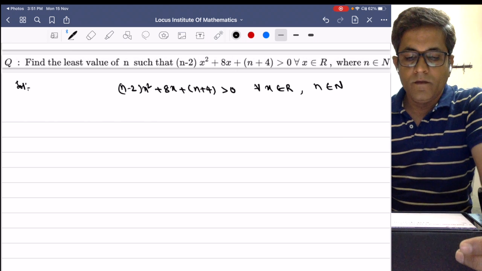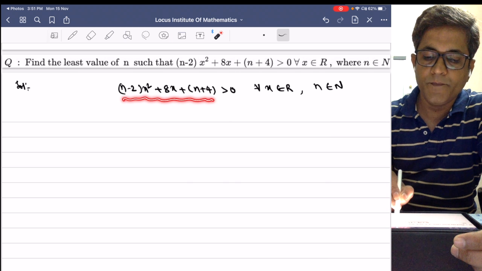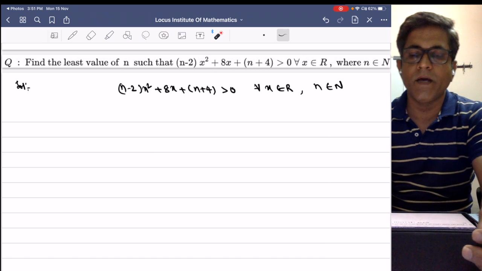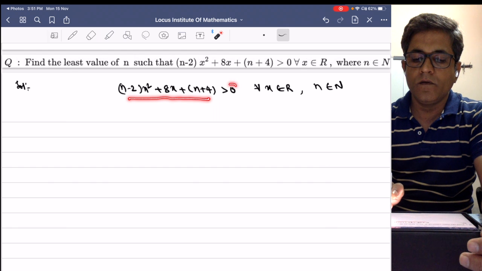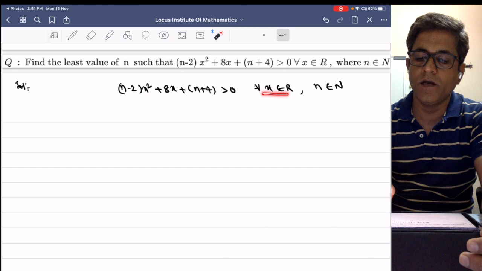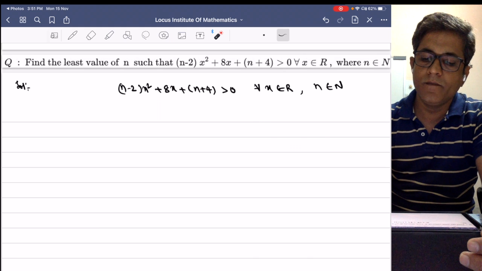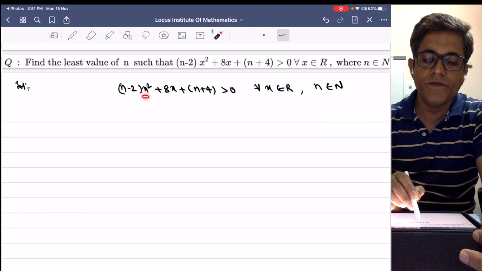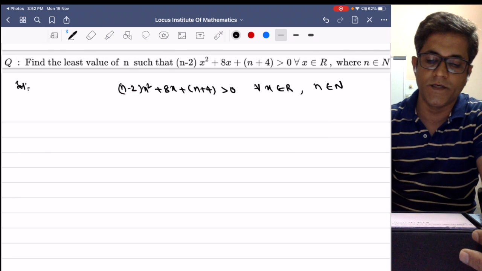To solve this question, if you observe this expression, this is a quadratic expression. A quadratic expression represents a parabola, and this quadratic expression is always positive, that is, for all real values of x it is positive. This means the parabola opens upward. If the parabola opens upward, then the coefficient of x² is positive, that is, here n − 2 is positive. That is the first condition.